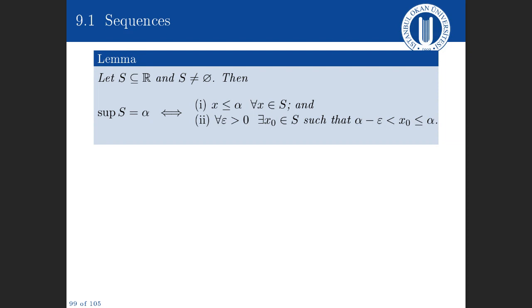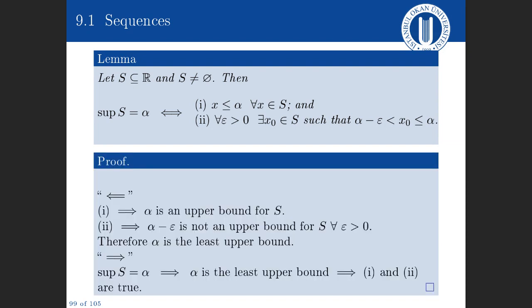So what that means is if S looks like this, and if the supremum is here, then it doesn't matter how small epsilon is, we can always find something in the set which is close to alpha, within epsilon of alpha. And the proof looks like this.